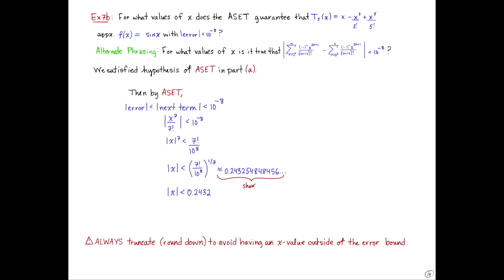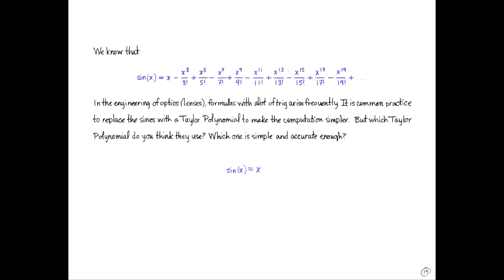Why do we care so much about approximating sine x? We know the Taylor series for sine x. In the engineering of optics, lenses, for example, think the Hubble telescope. Formulas with a lot of trig arise quite frequently, and it's common practice to replace the signs in those formulas with the Taylor polynomial to make the computation simpler. But which Taylor polynomial do you think they use? Which one is simple and accurate enough?